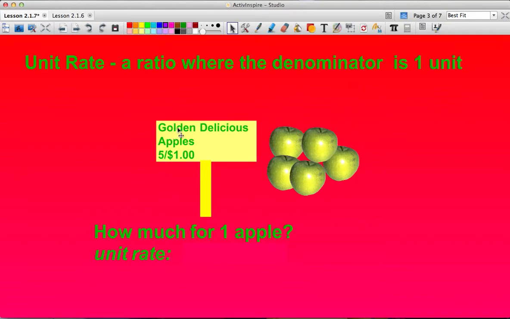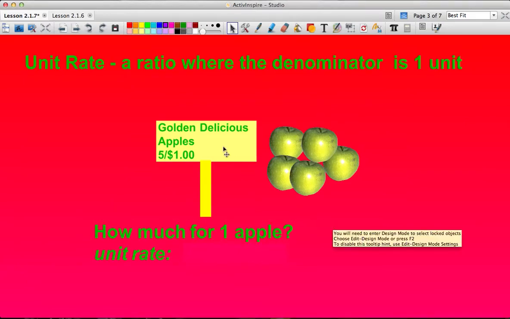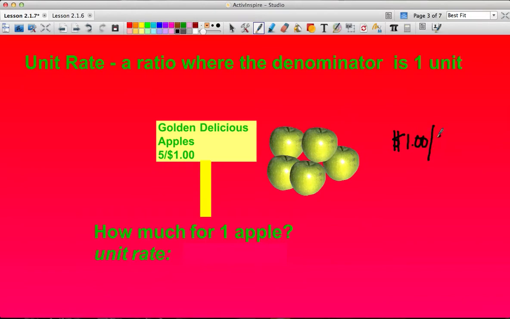In this case, we have golden delicious apples. They're 5 for $1. So we want to know how much for 1 apple. Okay, so typically we see the price per the number of items. So it's $1 per 5 apples.